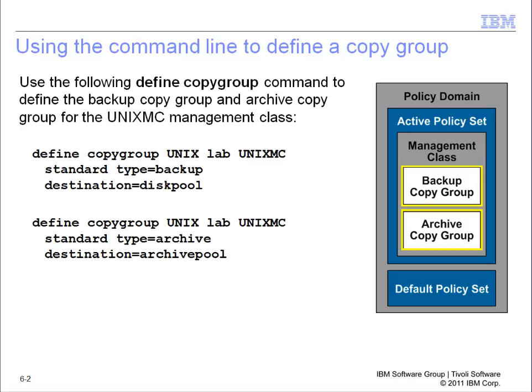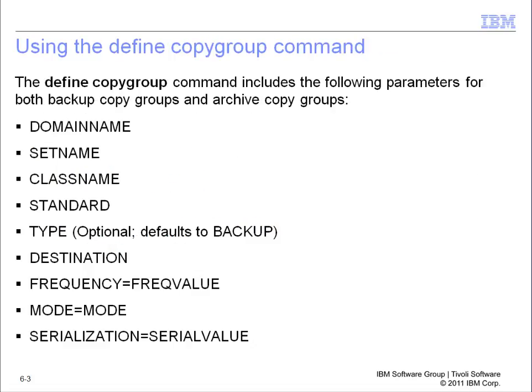So if you're wanting to use a different destination pool, this is where you would set it, in your backup copy group. Here we're using disk pool. This is a primary random access storage pool that we have created. Now for your type equals backup or archive, by default type equals backup. So you don't really need to specify the type equals backup here. If you're doing an archive copy group, you definitely have to put type equals archive.